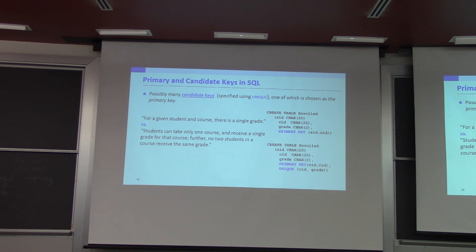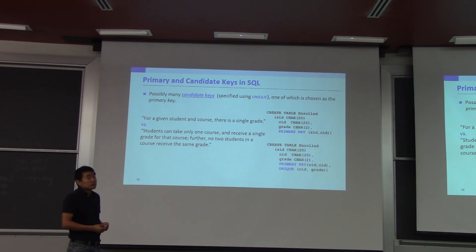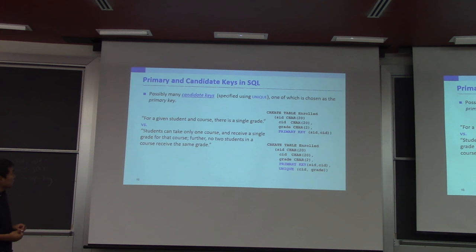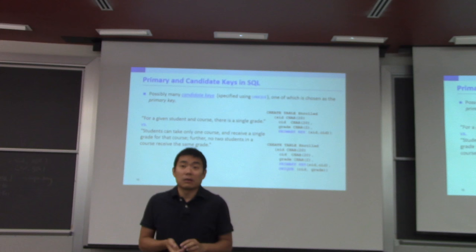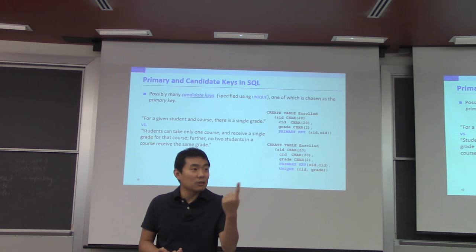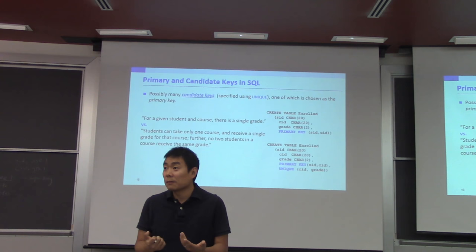Does that make sense? So in this example, if I tell you for a given student and course there is a single grade, what does that mean? That means the combination of student ID and course ID is the key for your schema. In other words, this is a really tough university. You cannot afford to fail. Why? Because you're given only a single grade. One-time deal. If you fail, sorry, you cannot retake it. You cannot get another grade for the same course. Does that make sense? So the combination of it is the key.